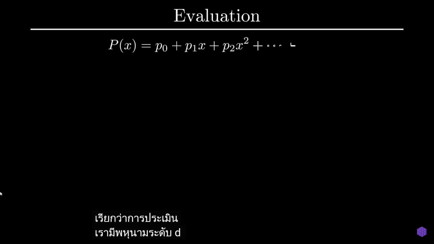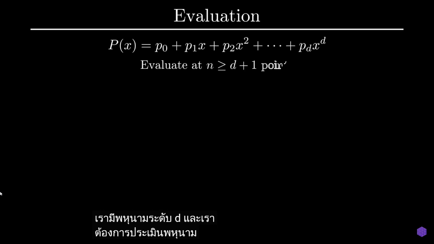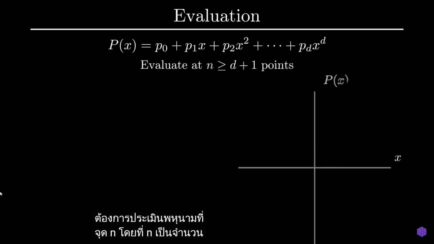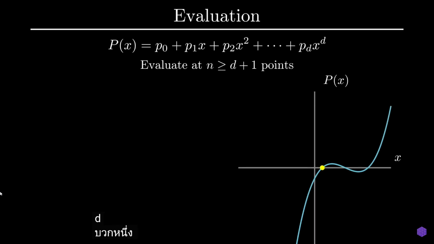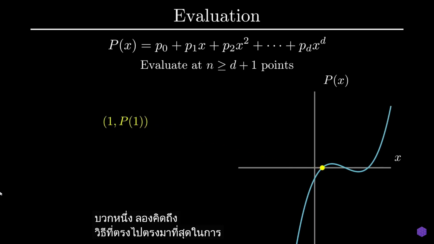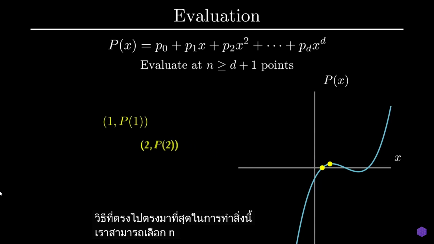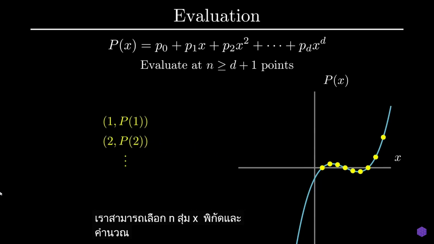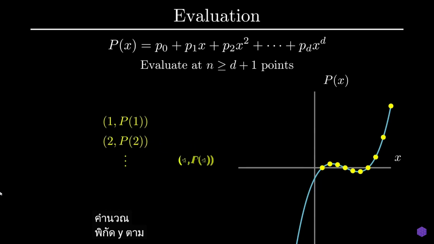We have a degree d polynomial and we want to evaluate the polynomial at n points where n is some number greater than d plus 1. Let's think about the most straightforward way to do this. We can pick n random x coordinates and simply calculate the respective y coordinate.